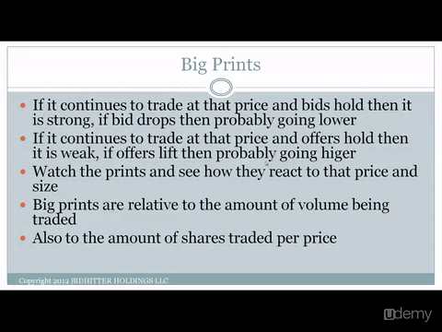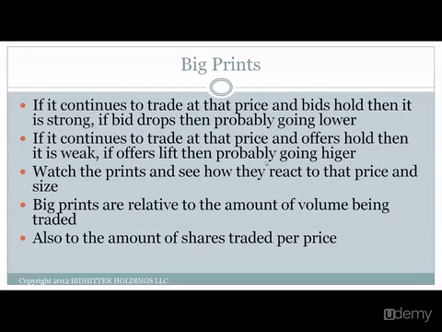You should also remember the amount of shares that traded per price. Get a general idea of how many shares have been traded at each price level. Keep an estimate of how much volume has been traded per level. Because if you see a level with a lot of volume, you want to keep track of that level and play off it, because it's important. There's a lot of volume being done, more action, and that's an important level to trade off.